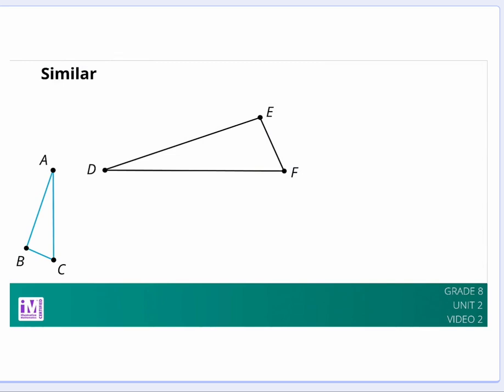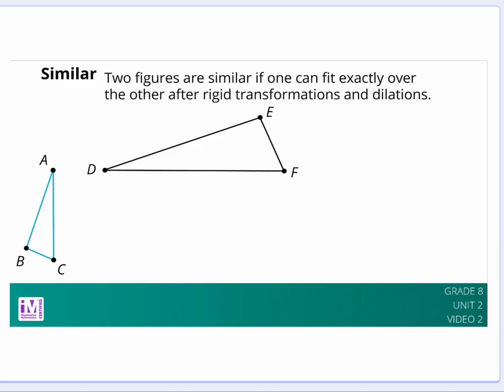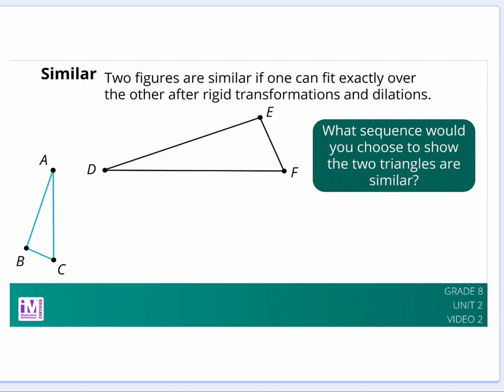Here are similar triangles ABC and DEF. Two figures are similar if one figure can fit exactly over the other after a sequence of rigid transformations and dilations. Rigid transformations include translations, rotations, and reflections. There are many correct sequences of transformations. What sequence would you choose to show that the two triangles are similar?